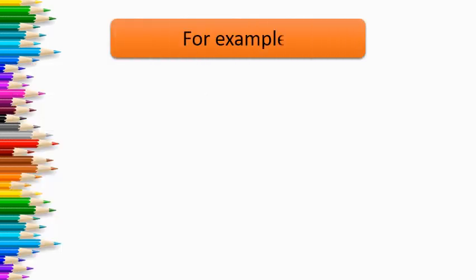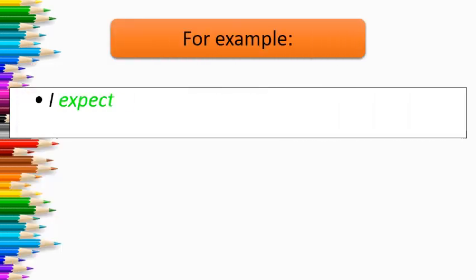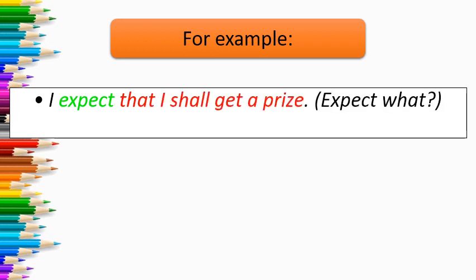Let us see an example to clarify it. I expect that I shall get a prize. So, expect what? Means what are you expecting? That I shall get a prize. So, to make a complete sentence, we need a subject, verb or an object. So, here in the sentence, I is subject, expect is verb and that I shall get a prize is an object of the sentence. And that I shall get a prize is a noun clause here.